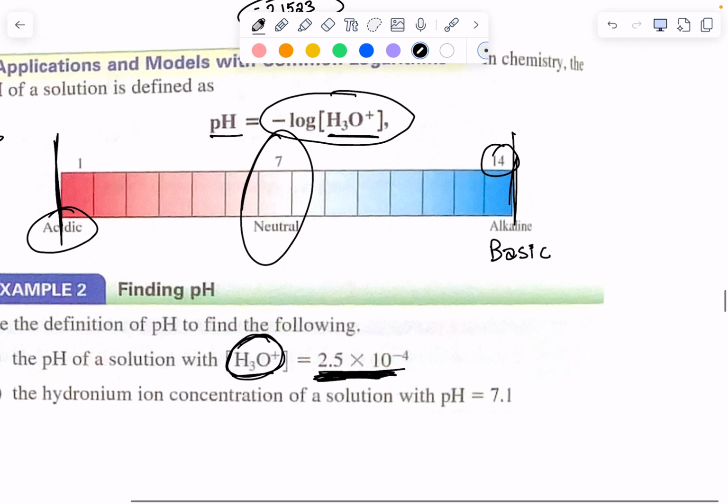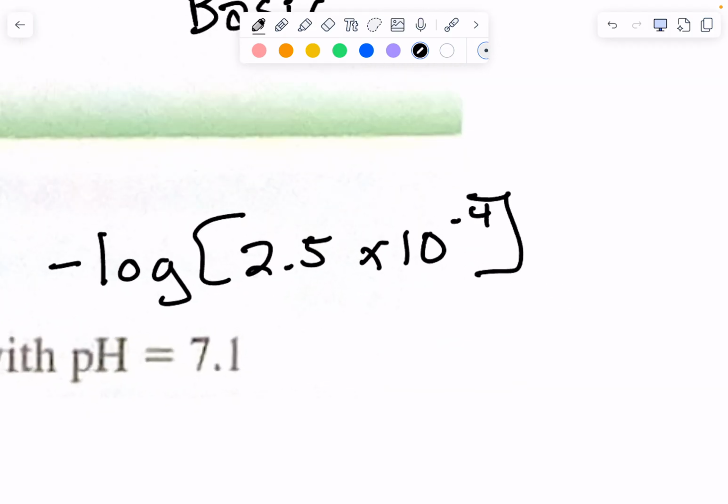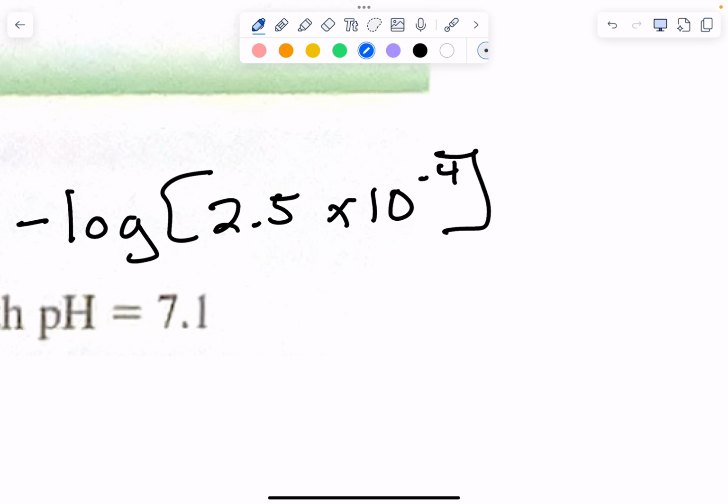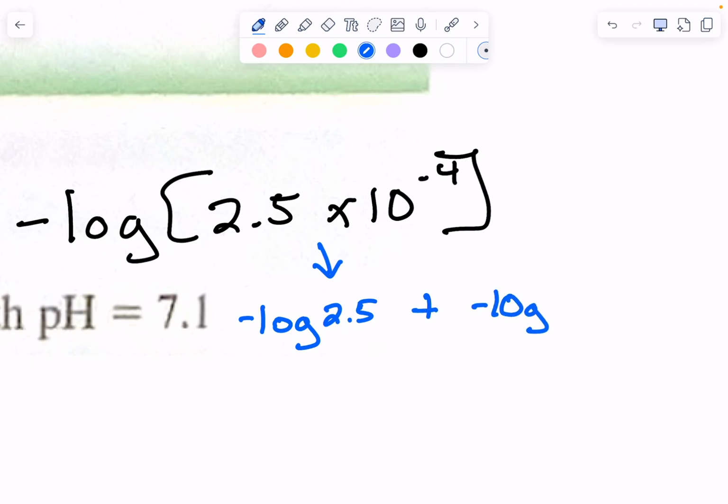If we're trying to find its pH, we do negative log. Negative log of 2.5 times 10 to the negative 4th power. All right, here we go. When we do this, multiply means add. So if I try to separate it into pieces, it is negative log of 2.5 plus negative log of 10 to the negative 4th power.